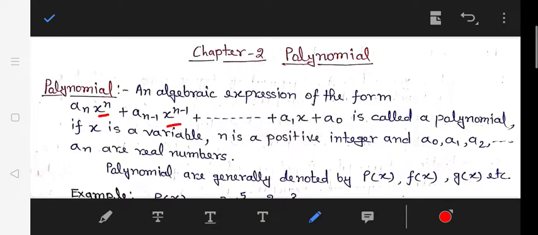Here whatever the variable terms are there, their exponent should be non-negative. You can say that that will be positive integers. It means the exponent of the variable should be an integer and that should be non-negative. You can say that that should be a positive integer. So here I have taken certain examples of a polynomial.